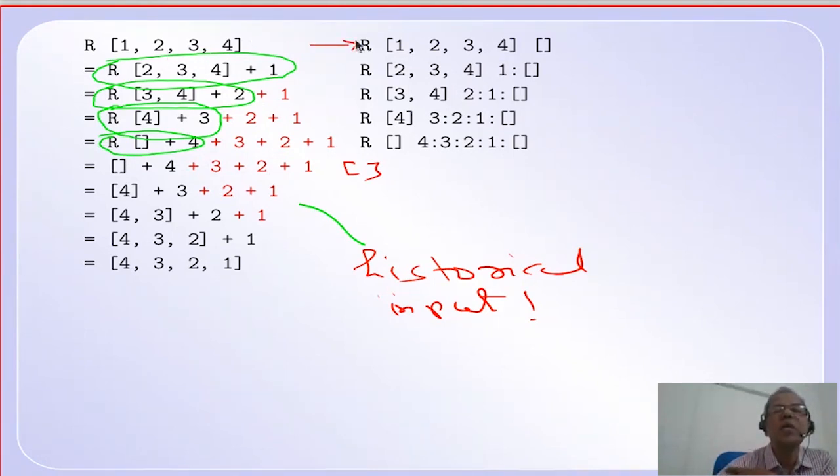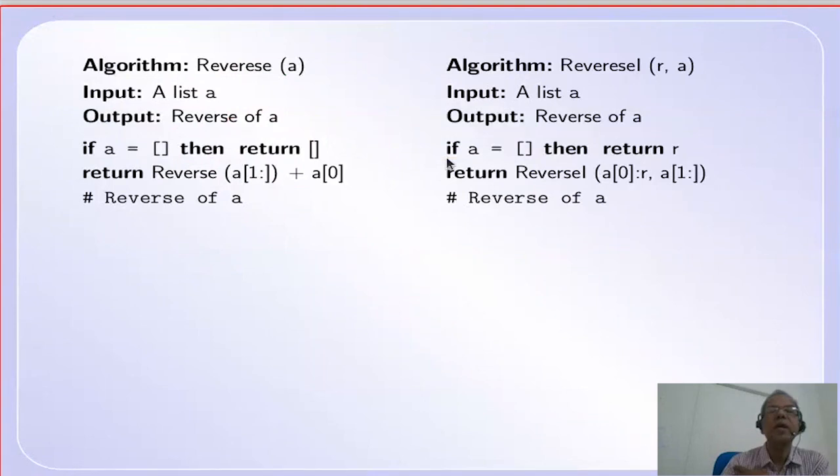Instead of calling with 1, 2, 3, 4, I call with 1, 2, 3, 4 and also an empty list. It deconstructs 1, 2, 3, 4 to 2, 3, 4 and 1. Instead of waiting for the return journey to append 1, let me immediately prepend 1 to the empty list. In the next call, 2, 3, 4 is deconstructed to 3, 4 and 2. Prepend the 2. Then 3, 4 is deconstructed to 4 and 3. Prepend 3 and so on. So instead of appending them in this order, prepend them in this order. Then I can arrive at a different algorithm.